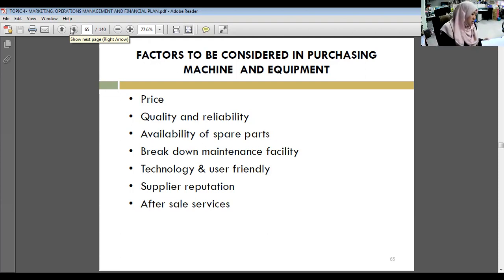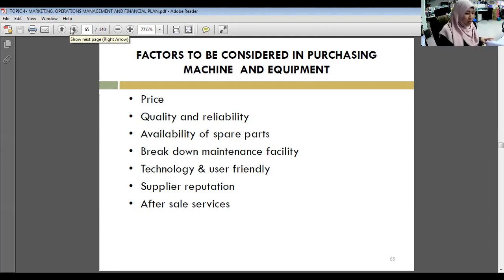Price to be considered in purchasing machine and equipment. At the page, I believe that they have, because I'm the one who compiled this website. Okay. Factors to be considered. There's none here. But it's okay.